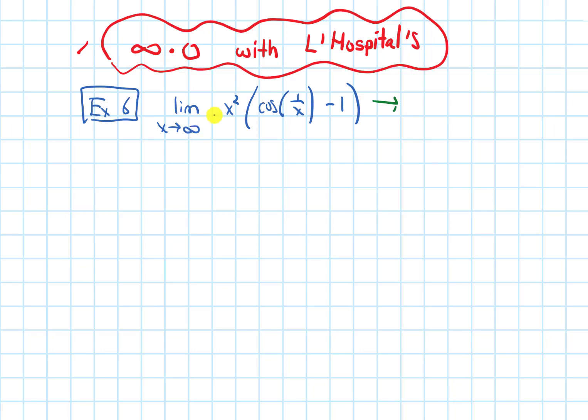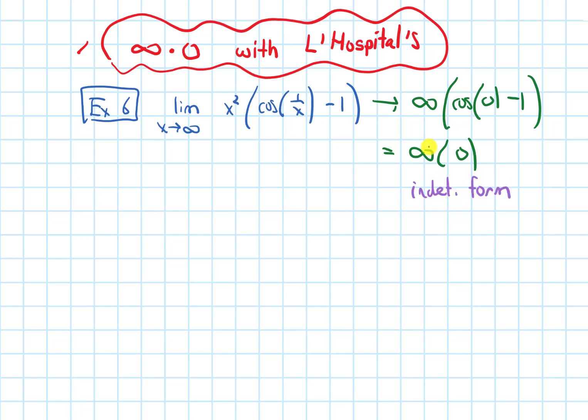Plugging in infinity into the x squared gives me infinity, and then that whole thing will be times the cosine. Cosine of 1 over infinity is going to be cosine of 0. And then minus 1. So we have infinity times, this is 1 minus 1, which is 0. So we have infinity times 0, which is an indeterminate form. We've seen this before earlier in the course.